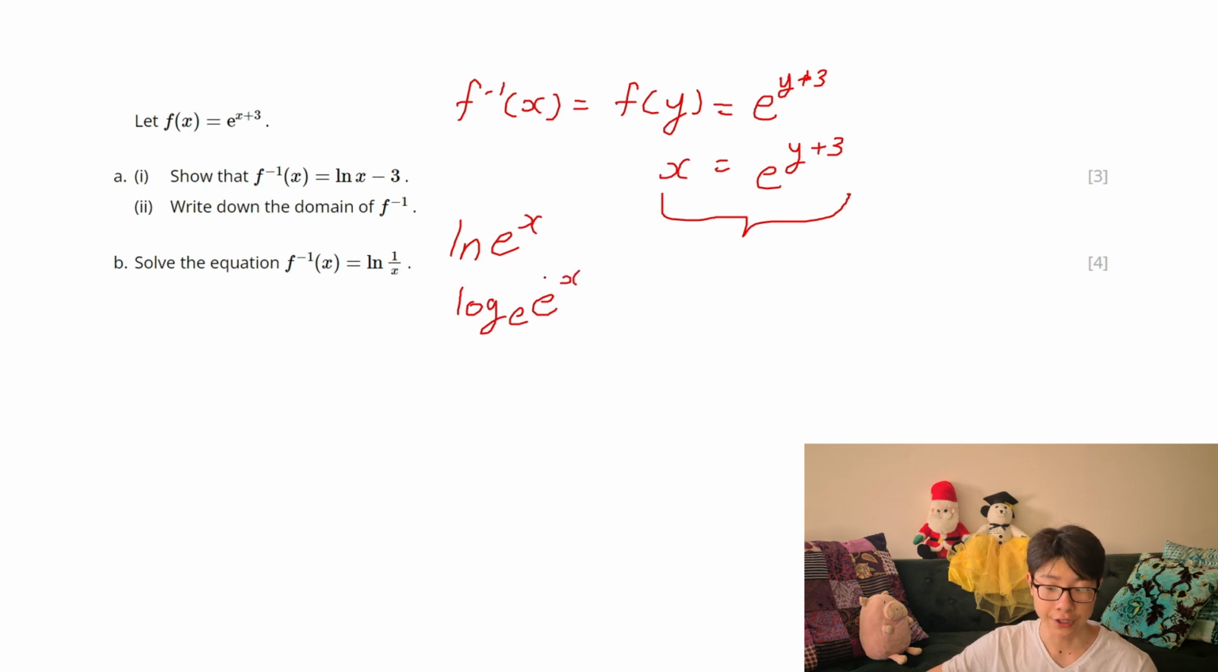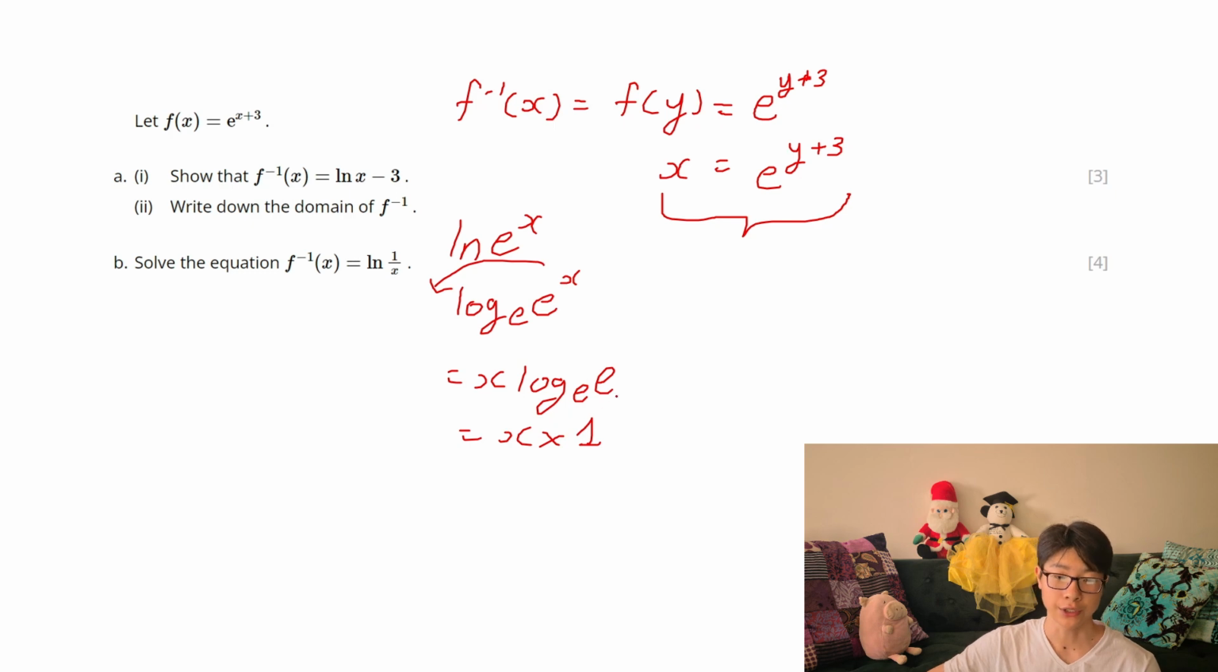So we can move the x to the front using our log laws, and log base e of e is just 1. Because what log base e of e means is we have to raise e to the power of a number which equals e, right? We're raising e to a number which equals e, and that number must be equal to 1. So therefore, they are inverses.